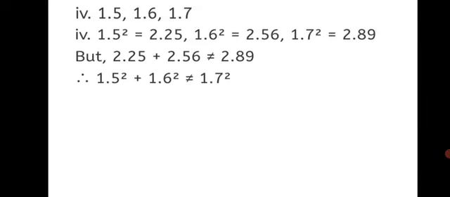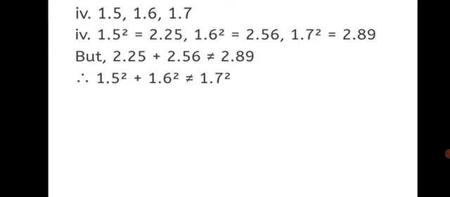Fourth sub question, we have 1.5, 1.6 and 1.7 as the sides of a triangle. Let's find the squares. 1.5 square is equal to 2.25, 1.6 square is equal to 2.56, and 1.7 square is equal to 2.89.